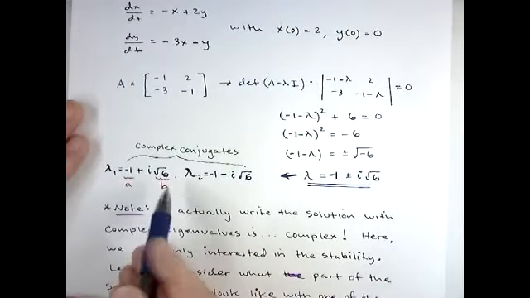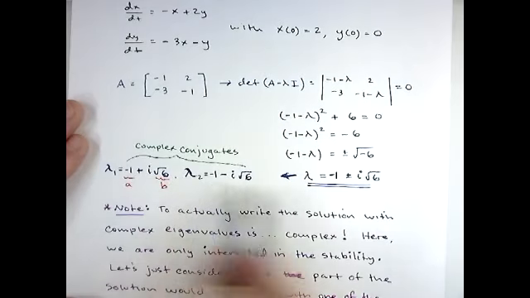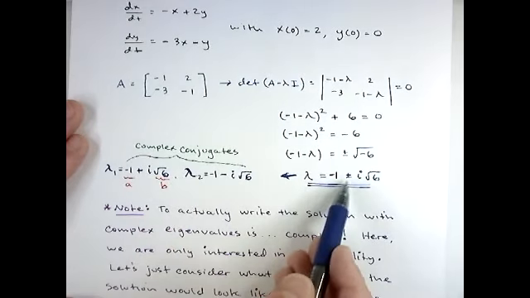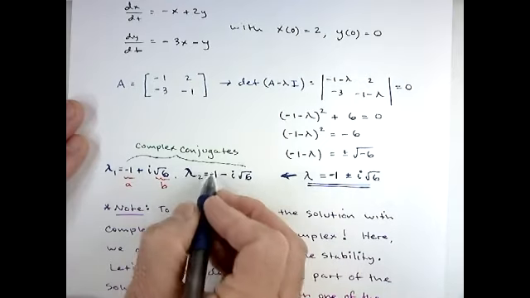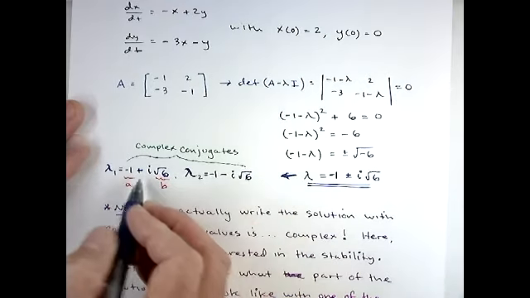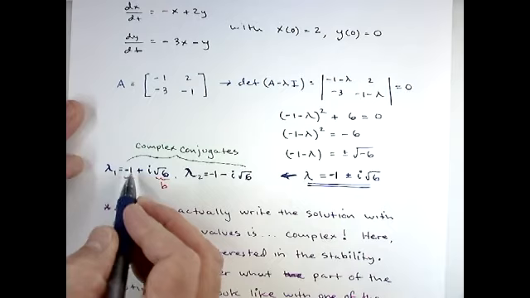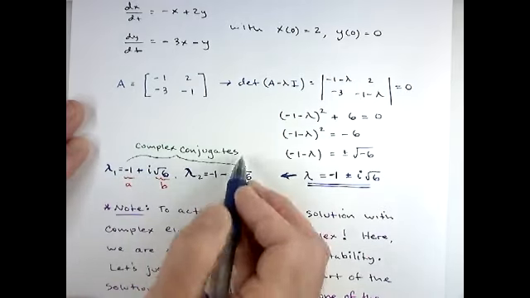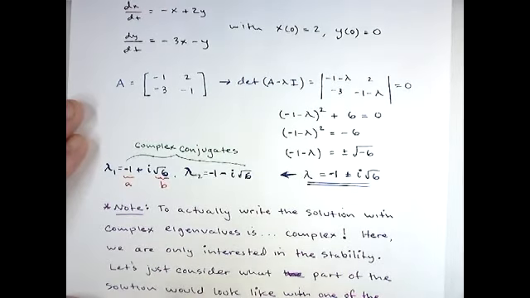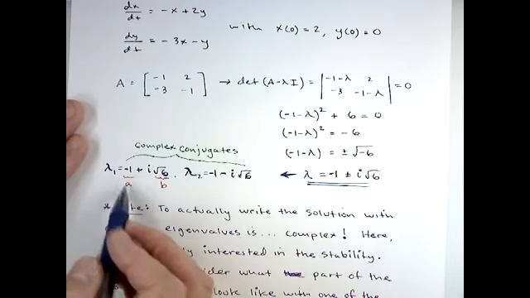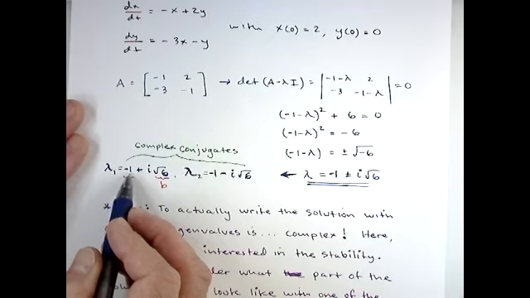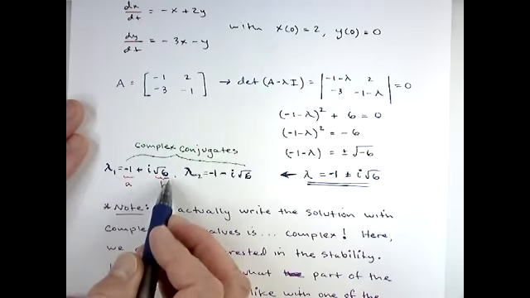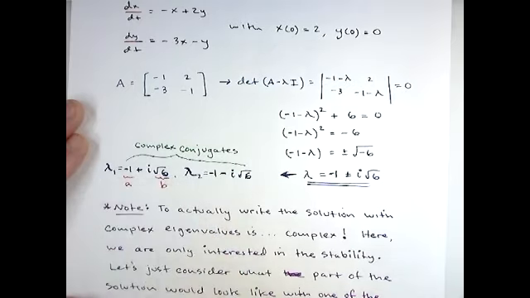And one thing you'll notice too is the eigenvalues will always come in pairs like this. We call these complex conjugates. If one of your eigenvalues is negative 1 plus i root 6, the other one's going to be negative 1 minus i root 6. So those are referred to as complex conjugates. Now the real part, which we'll call a, is negative 1, and the imaginary part with the i is root 6, so b is root 6.